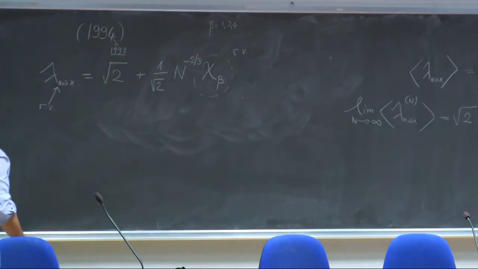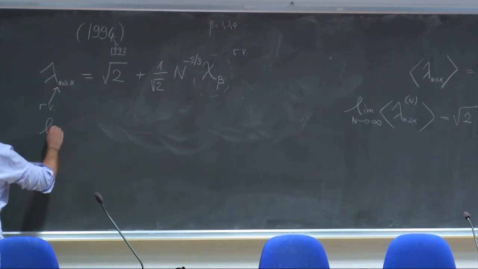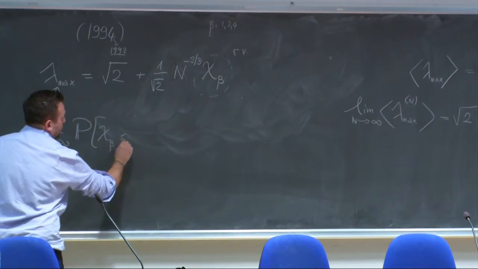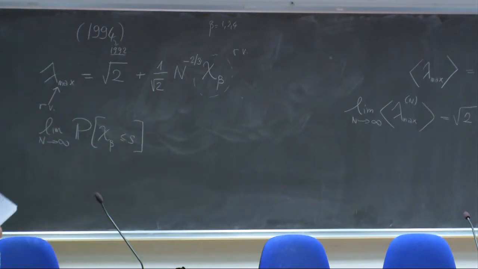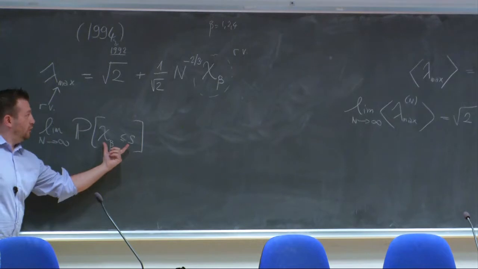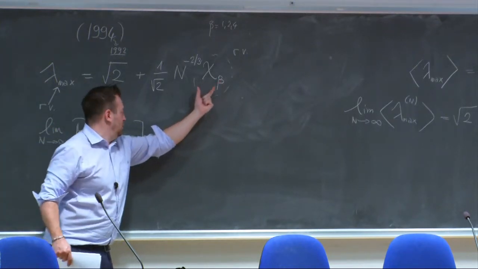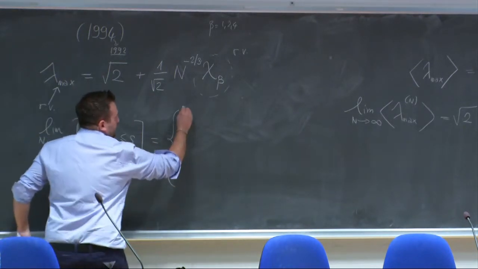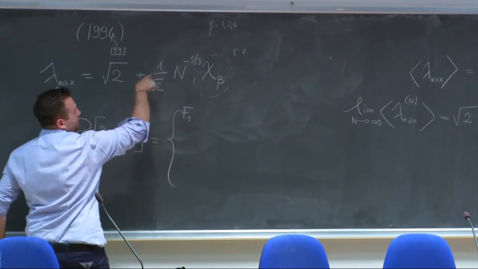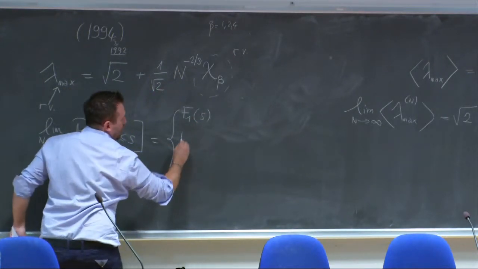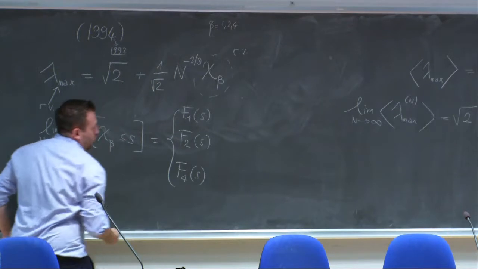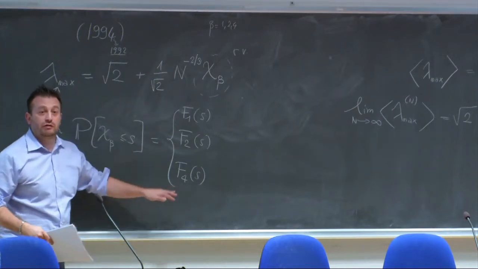Then the result of 1994 is that in the limit n to infinity, the probability that chi beta is smaller or equal than s, so this is the cumulative distribution of this scaled random variable, in the limit n to infinity, this limit exists once the scaling has been performed, and it is equal to f1 of s, or f2 of s, or f4 of s, where these functions are non-trivial functions.